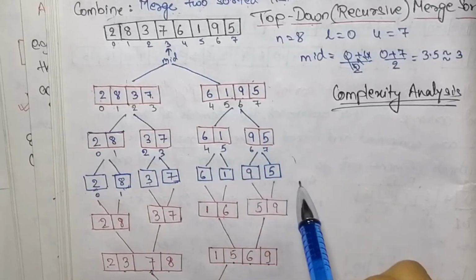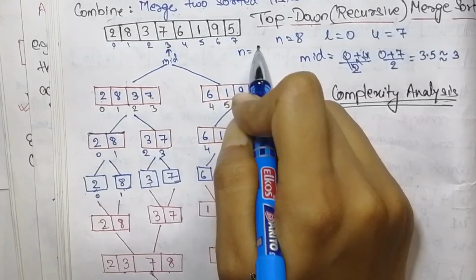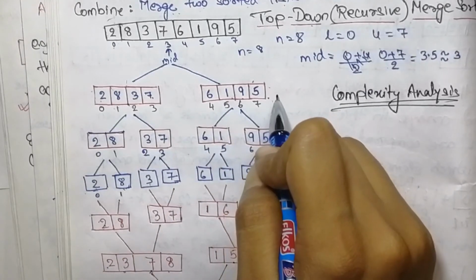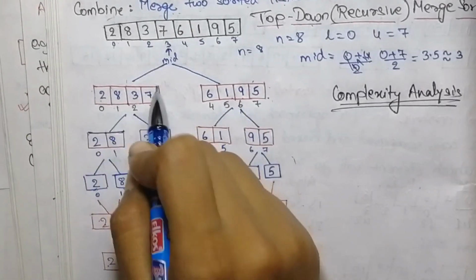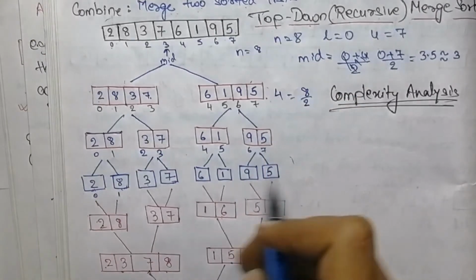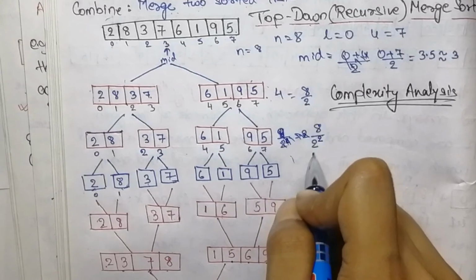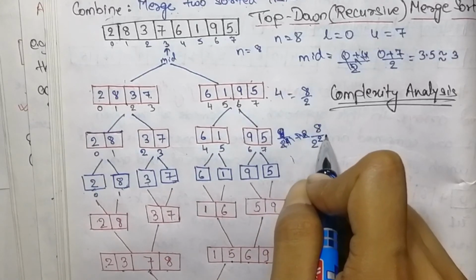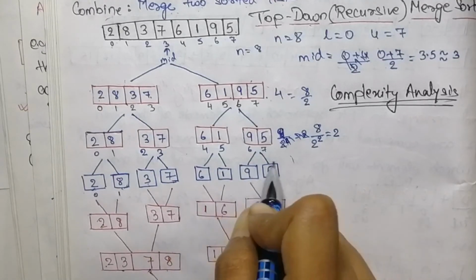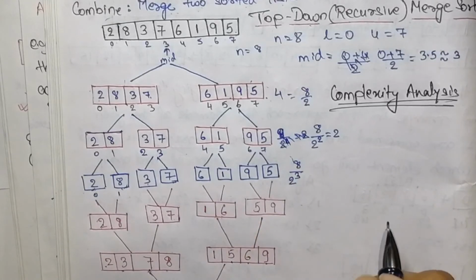Let's find out the complexity of this merge sort algorithm. In the beginning the value of n was 8, right? There were n elements. In the second step, the value of n for each sublist becomes 4. That means 8 by 2. In the next pass, the size of each sublist is 2. That means 8 by 2 to the power 2, that is equal to 2, right? Then again, the size of the sublist becomes 1. That means 8 by 2 to the power 3.